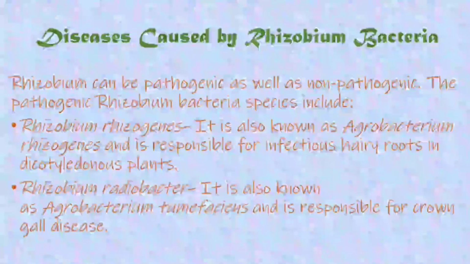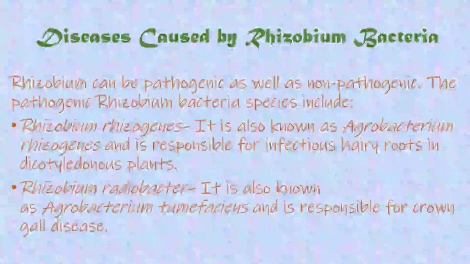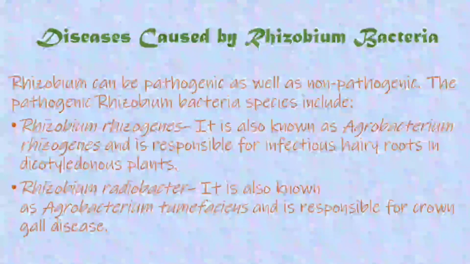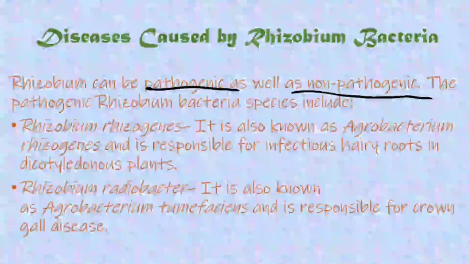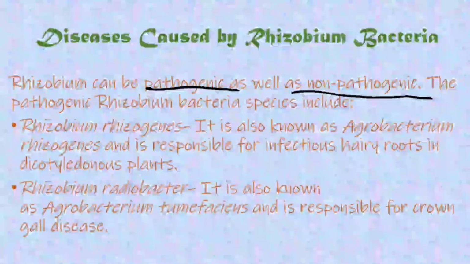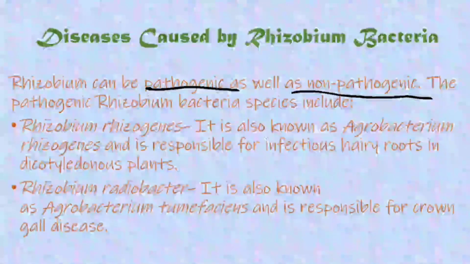Rhizobium not only has advantages, it also has a few disadvantages. Let us see what those disadvantages are. It also causes a few diseases. Rhizobium differs: it can be pathogenic, that is, it can cause disease, or it can be non-pathogenic and might not cause disease. The pathogenic Rhizobium species include Rhizobium rhizogenes. It is also known as Agrobacterium rhizogenes and is responsible for hairy root infection in dicotyledonous plants.